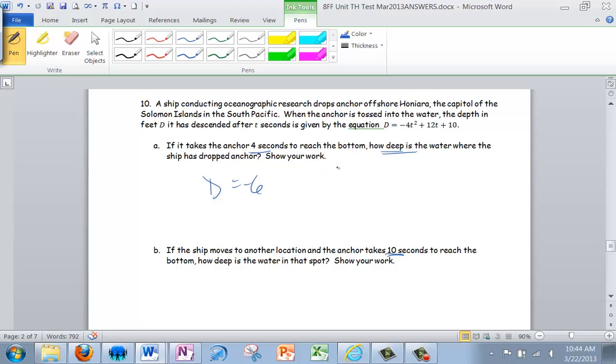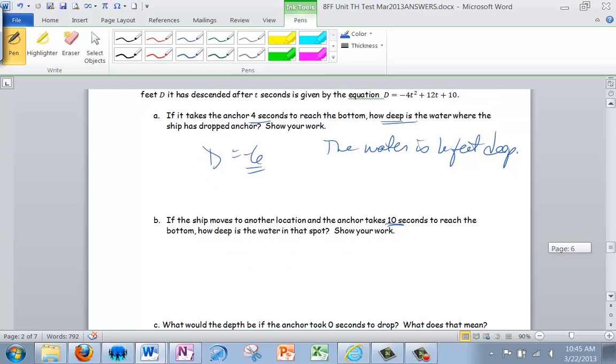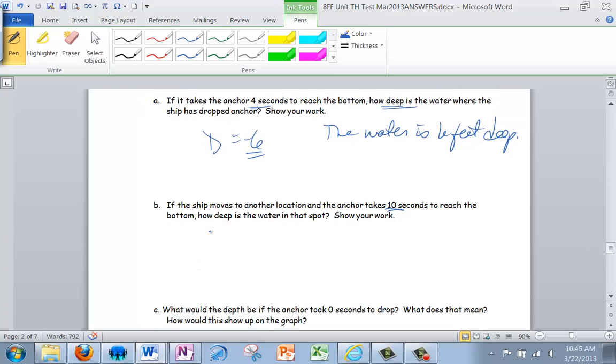So what you would say is the water is 6 feet deep. So do you see the negative is in the actual algebra of the problem, but the answer to the question would not have the negative. It's just that the negative is indicated in the words. Does that make sense to you? I hope so. So again, same problem with this one. When you substitute, you should get d equals negative 10. And again, the water is 10 feet deep.